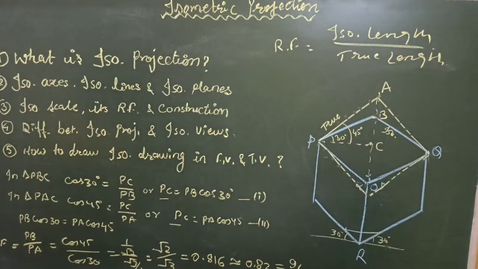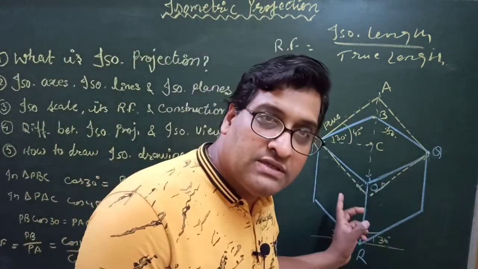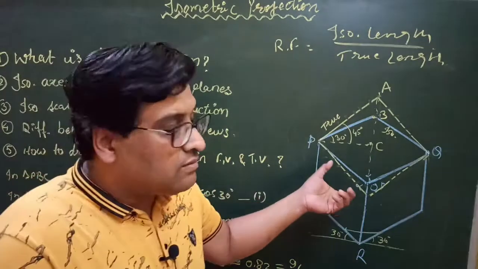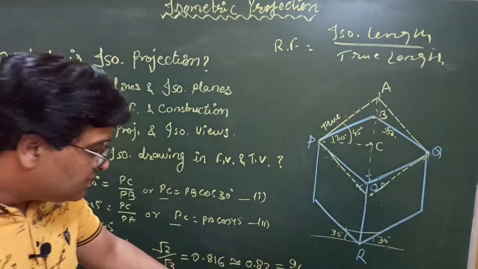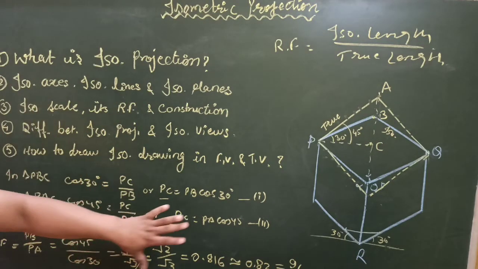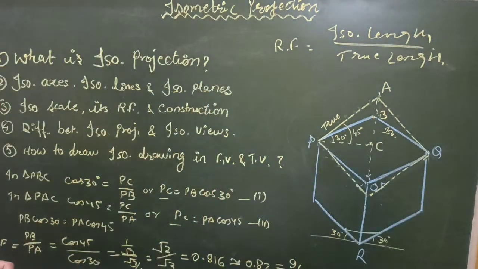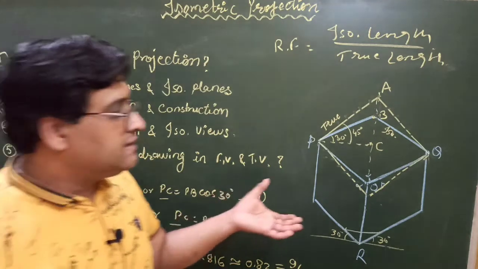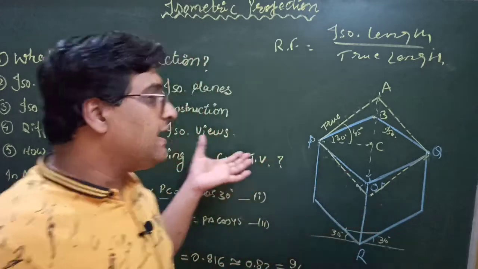So whenever you are going to draw an isometric projection, you have to reduce all dimensions of the diagram, front view or top view, by multiplying the dimension with 9 by 11 or 0.82 or 0.815 exactly, right? So you have to reduce this every time you draw the isometric projection. Because of this, the diagram is a little bit shorter, reduced in size compared to the actual one.